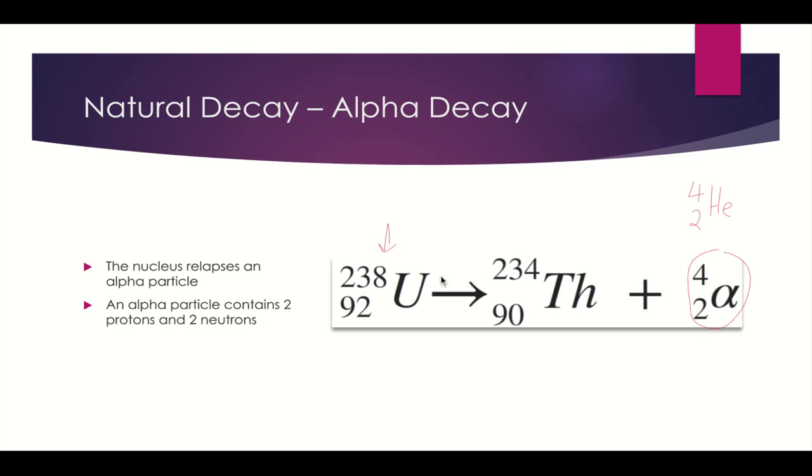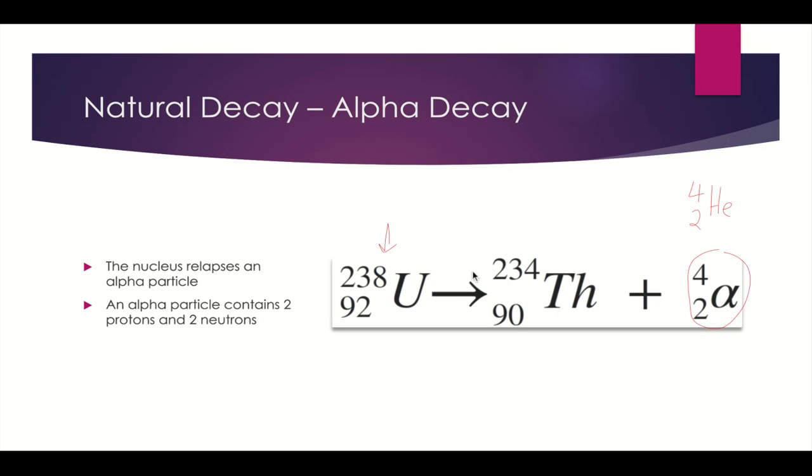This arrow means yields. So this will turn into thorium-234 and the alpha particle. Okay, when uranium decays, it's going to turn into thorium-234 and the alpha particle. So there's a nice little simple way in which we can look at this.